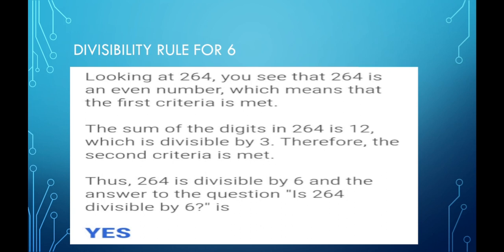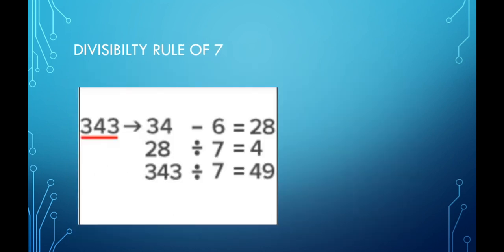So now if we check 264, you see that 264 is an even number, which means that the first criterion is met, and then you have to check the sum. That means 2 plus 6 plus 4. So you can see 2 plus 6 plus 4 is 12, which is divisible by 3. Therefore, the second criterion is also met. Thus, 264 is divisible by 6. So your answer will be yes.